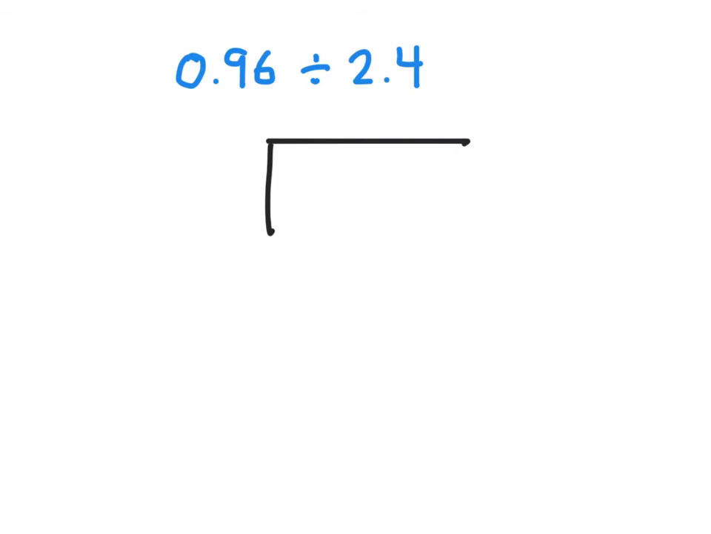Welcome back from pausing the video. Let's put 96 hundredths in the house. 2 4/10 outside the house. The decimal point gets moved 1 place to the right, and then put it in your answer. So it's going to be between the 9 and the 6.